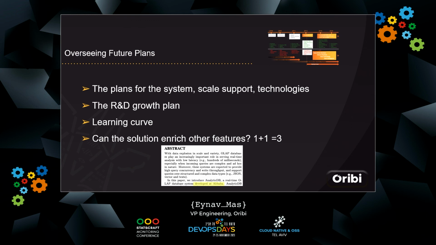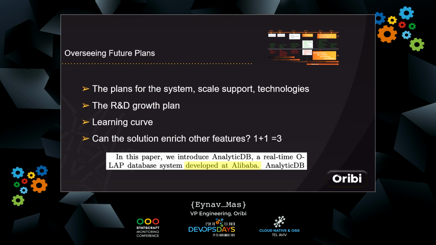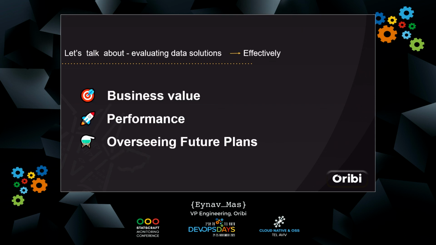And the last thing, can this solution enrich other parts of the organization and system? Can that be 1 + 1 = 3? Okay, for Alibaba, it was. All right, so we talked about 3 pillars that can greatly help you close the gap from planning a data solution towards production: business value, performance, and overthinking future plans.